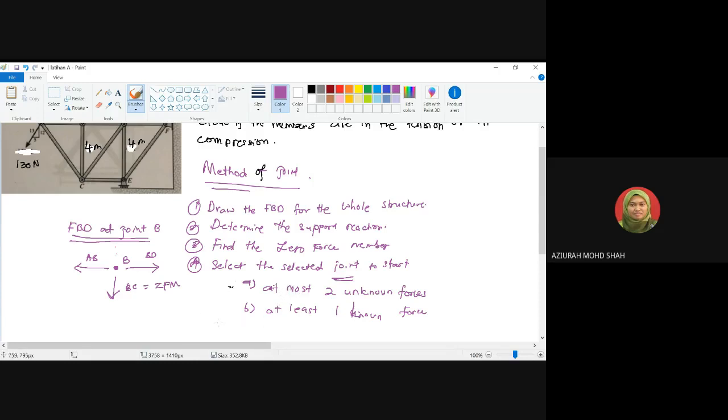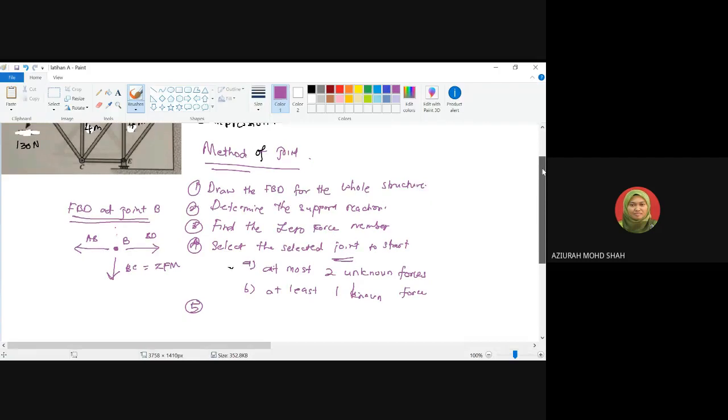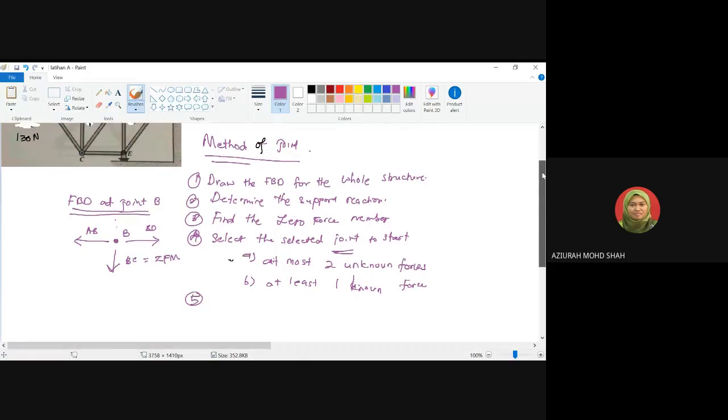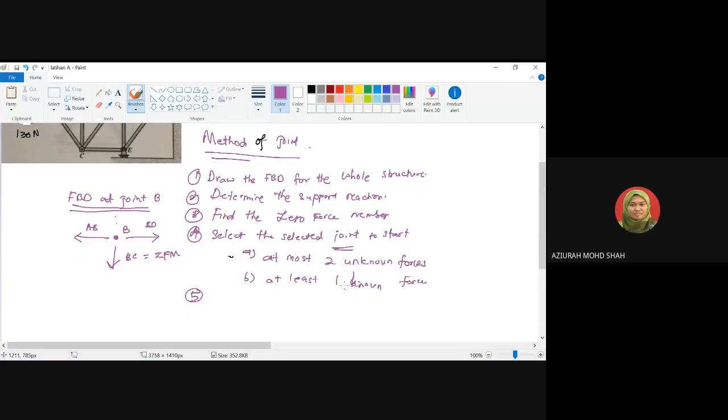Okay, so after that, you have to draw the FBD. Okay. So in the meantime, untuk jimatkan masa, you can do two things together lah, maksudnya dengar dan juga try to draw the FBD, try to find the support reaction, so that kita akan jimat masa lah waiting for the calculation nanti. So number 5, you should draw the FBD for the selected.